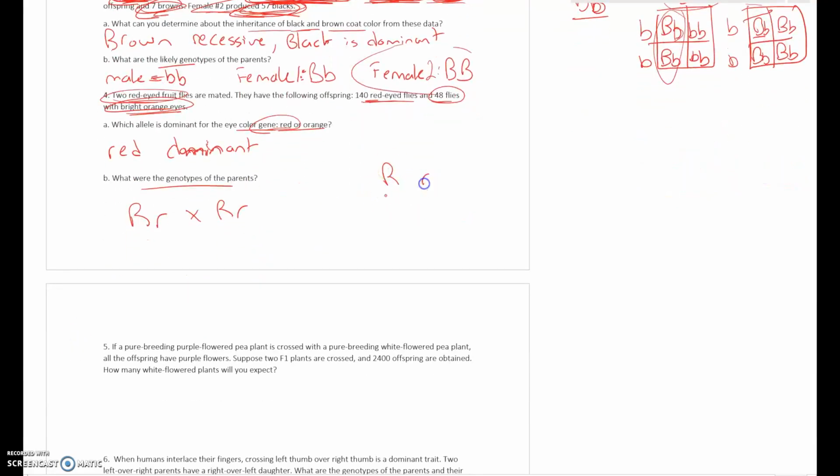So if we think about our cross that we must have had here in order for that to happen, the only way we could have had parents be red and end up with this orange offspring is if both of them were heterozygous.